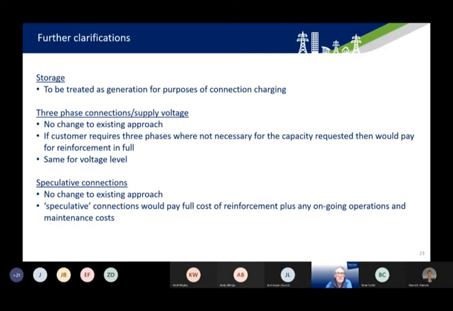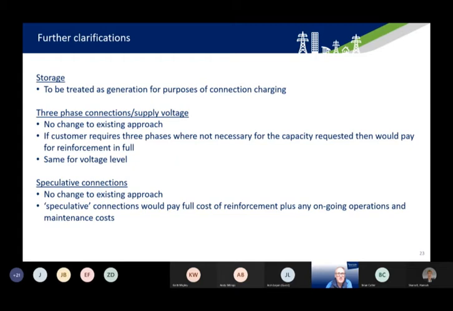So the same principle applies for voltage level. If somebody's asked for a different voltage level than would be the norm for that size of capacity, then that can result in those charges. So today it hasn't happened that often, I don't think, but it's there to protect GEOS customers in terms of those excessive situations. And then the last one on the slide is speculative connections.